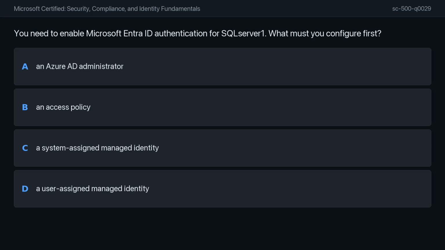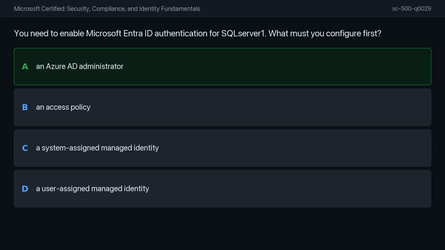This scenario explores the setup requirements for modern identity-based access within Azure SQL environments. When integrating cloud-based identity services with database resources, there are specific prerequisites to ensure secure and managed connections. Understanding the configuration hierarchy is essential for enabling database-level authentication using enterprise directory services.